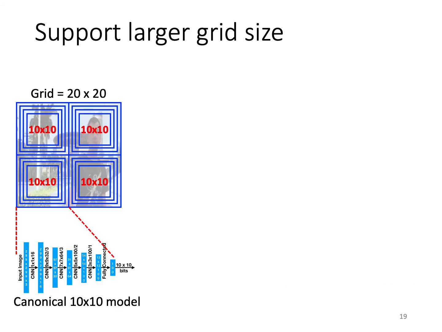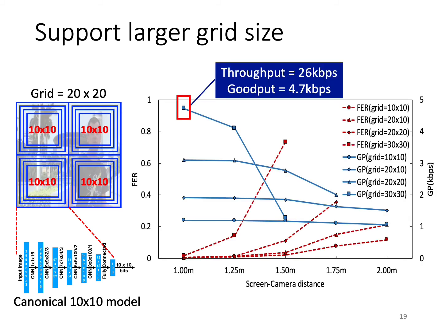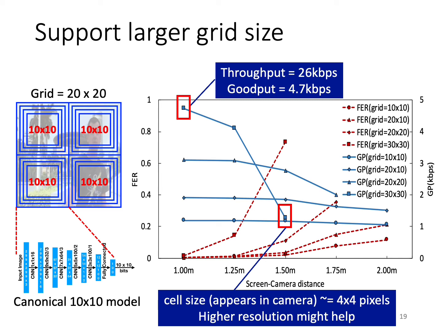DeepLight can also scale up with larger grid sizes. The basic model decodes a 10x10 grid, so we can just apply the basic model repeatedly over the input. At a grid size of 30x30, it achieves a throughput of about 26 kilobits per second with a goodput of about 4.7 kilobits per second at a viewing distance of 1 meter. At 1.5 meters, the cells appear too small in a camera frame, so the goodput is significantly lower. But I believe higher resolution video might help.